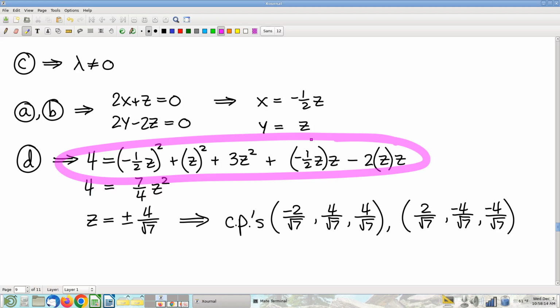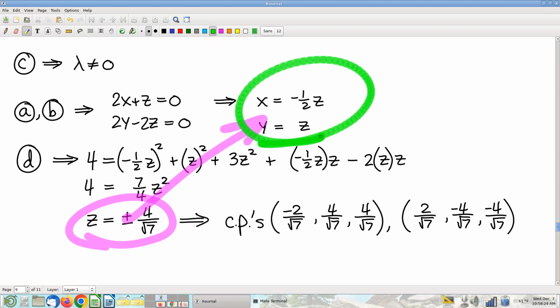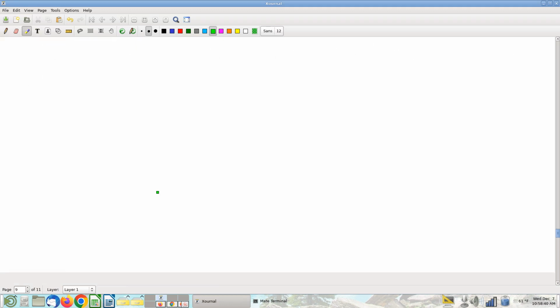Algebra, y'all make sure you're good with this, but the punchline is I now have 2 possible values of z, and when you have 2 possible values of z, that tells you your x and y, and that gives you then 2 critical points. And there we go, 2 critical points from Lagrange multipliers. What do you think? Everybody happy? Okay. Next example.